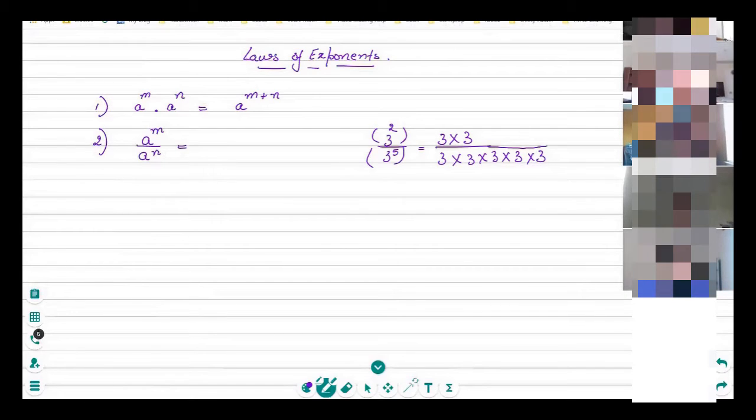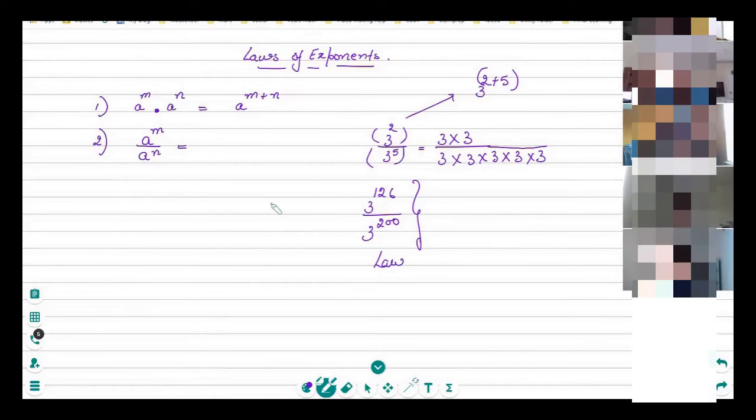This is absolutely right. But just imagine, what if I give you 3 to the power 126 divided by 3 to the power 200? Then also, are you going to do the same thing? Will it not take too much time? So there should be another way of doing it, for which we use the law of exponents. Ishan, what should happen? You should subtract the exponents. Yes, you should subtract the exponents. Sophia, this way is correct.